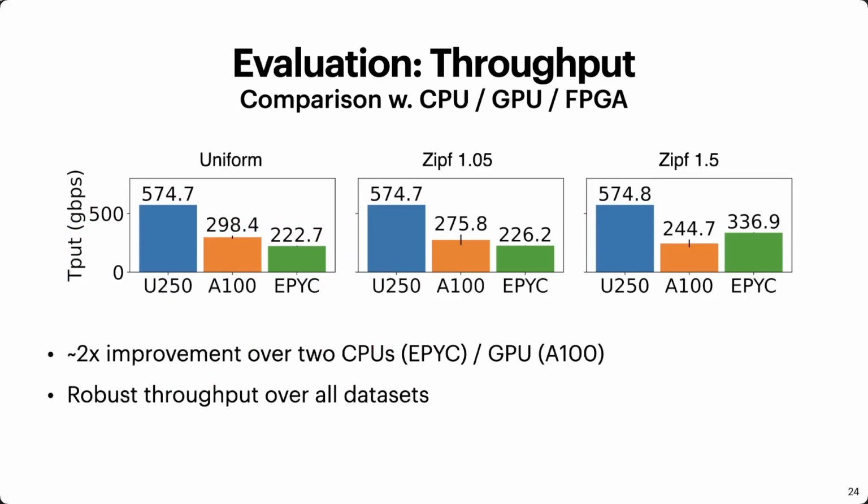Now that we've seen that an optimistic architecture serves us well in terms of sketch size and accuracy, let's look at the throughput of our implementation compared to an implementation on a high-end GPU and CPU over various data sets. We see that we are able to outperform the CPU and GPU baseline by roughly 2x. We're actually able to make up for the smaller clock rate of the FPGA by aggressively exploiting parallelism. Furthermore, we see that our implementation has a very robust throughput of 575 gigabits per second over the shown datasets.